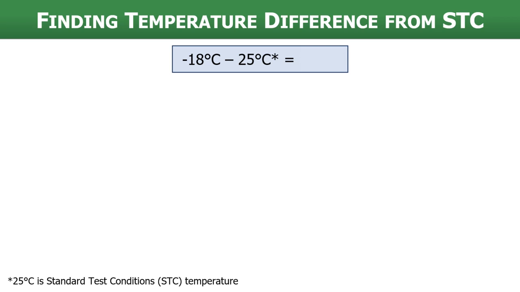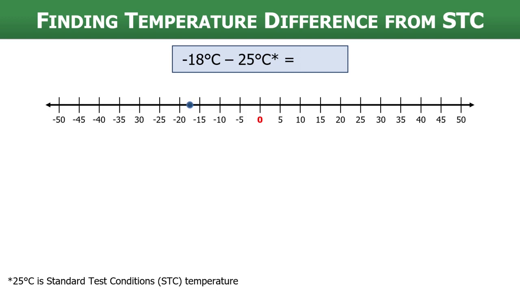So here we want to see what is the difference between a negative 18 degree low and standard test conditions. So we're subtracting standard test conditions from the negative 18 degrees. In this case, if we have our number line, if we're taking that negative 18 degrees C, and if we're subtracting 25 degrees C from it, we're going to go more to the negative. So we can see that we're moving to the left on our number line. We started at negative 18. If we take 25 away from negative 18, we're going to end up at negative 43.